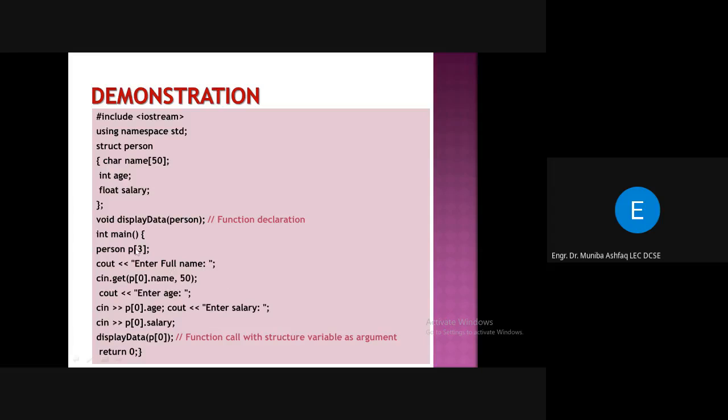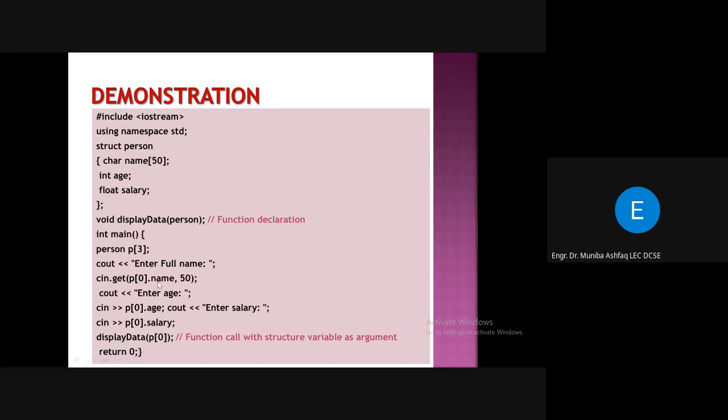Now, first, let's suppose I want to access the first element of this array. So I will write here P of 0 dot name comma 50. And look at this, all the things are the same. In the previous example, we wrote here P dot name, but as this is an array and we want to use its first element, so P of 0 dot name. Similarly, age, P of 0 dot age. And for salary, P of 0 dot salary.